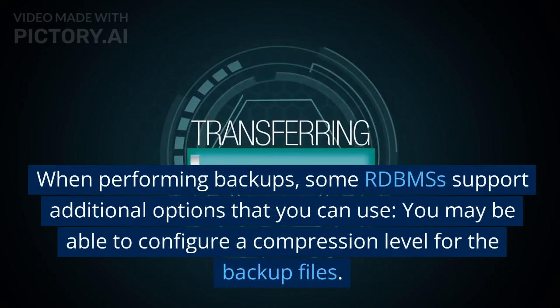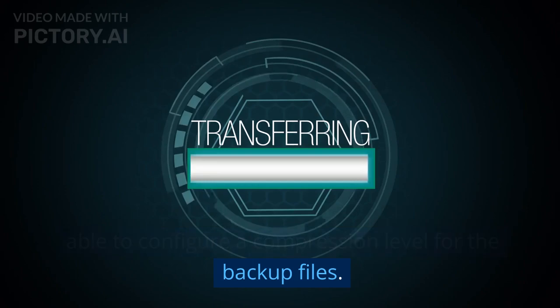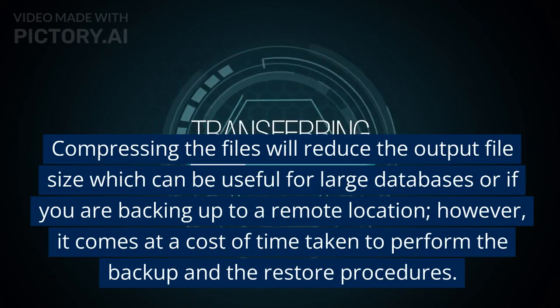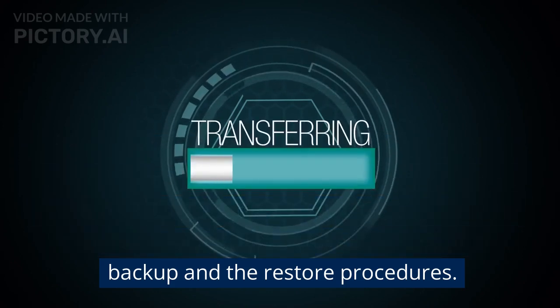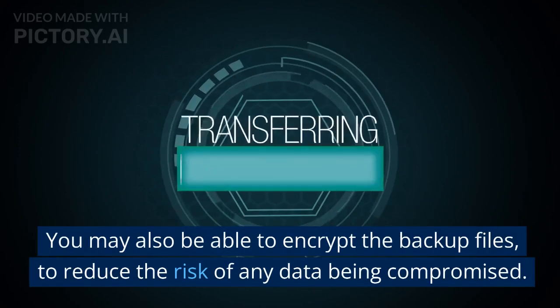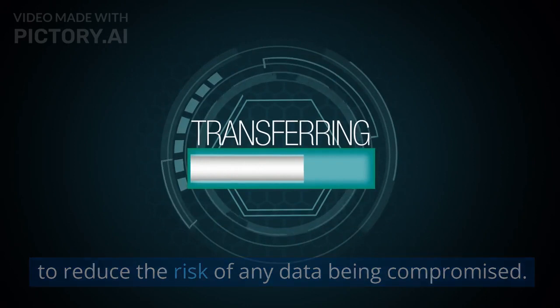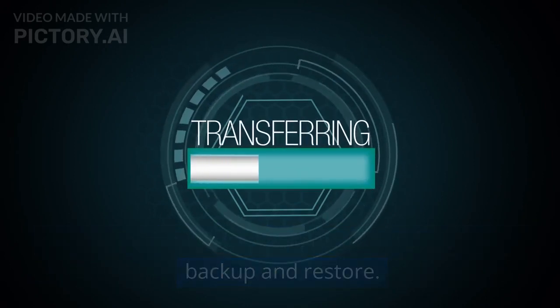When performing backups, some RDBMSs support additional options that you can use. You may be able to configure a compression level for the backup files. Compressing the files will reduce the output file size, which can be useful for large databases or if you are backing up to a remote location. However, it comes at a cost of time taken to perform the backup and the restore procedures. You may also be able to encrypt the backup files, to reduce the risk of any data being compromised. But again, this will increase the time taken for the backup and restore.